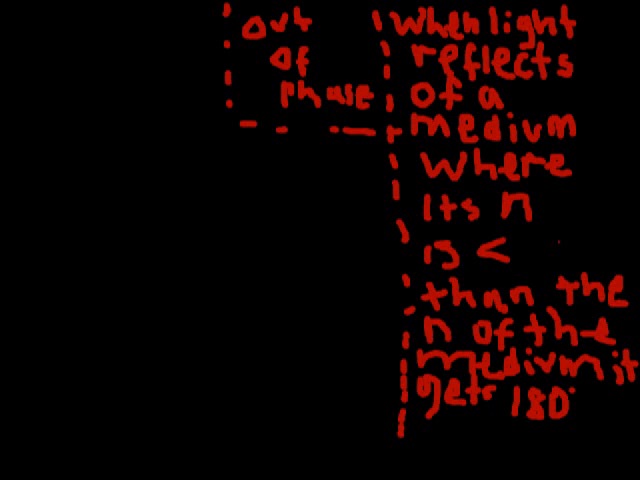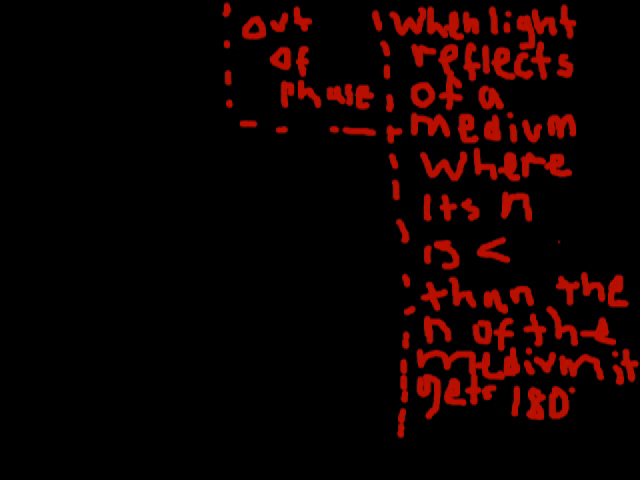Okay, hello everybody. Today we'll be learning about thin films, and it's essential that when we learn about thin films, we know that when light reflects off a medium whose index of refraction is greater than that of the medium it came from, the light itself gets 180 degrees out of phase from its original path.